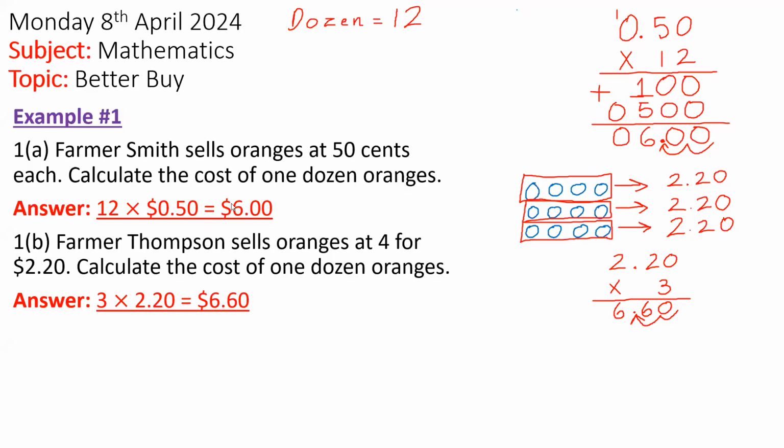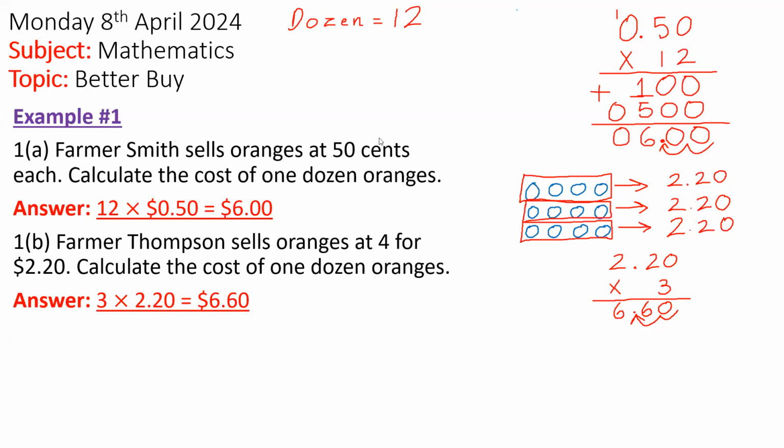So for the first one, we multiply 12 by 0.5 because we know that 1 orange is 50 cents. We want to figure out the cost for a dozen. So we're gonna take 12 and multiply that by 0.5. That's how we got the $6.